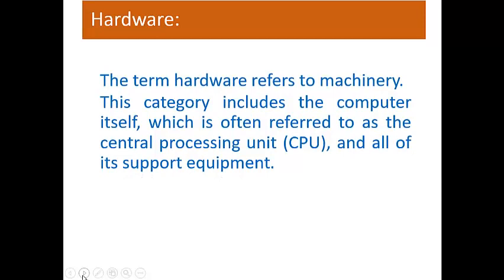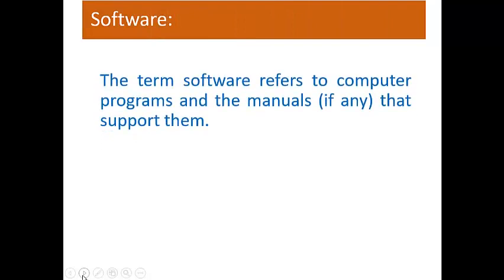Hardware. The term hardware refers to machinery. It means computers and CPUs, processors and so on. This category includes the computer itself, which is often referred to as the central processing unit, and all its support equipment. Software. The term software refers to computer programs and manuals, if any, that support it. And that means sub-programs inside the computer.